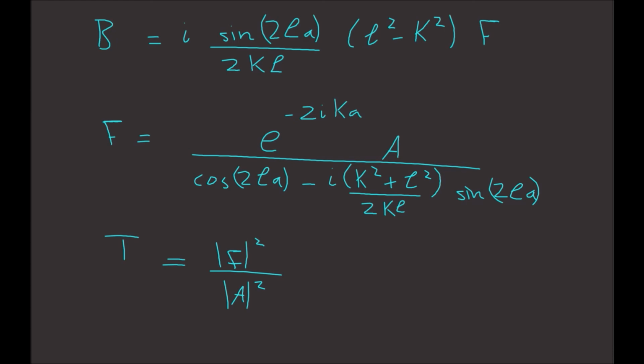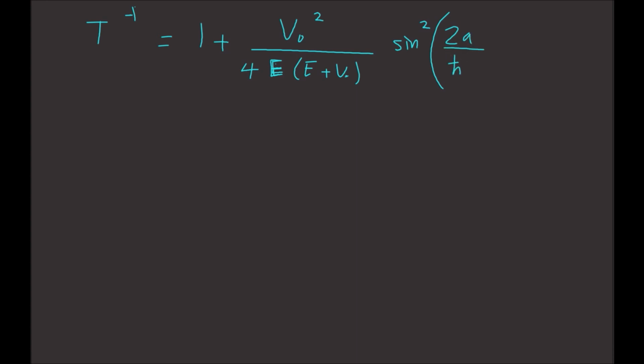If we look at the inverse of the transmission coefficient, we will find that T inverse equals to, obviously there's a lot of algebra steps here I'm skipping, but you can do this on your own to practice your algebra skills, V naught squared divided by 4 times E times E plus V naught, times sine squared of 2a divided by h bar times the square root of 2m times E plus V naught.